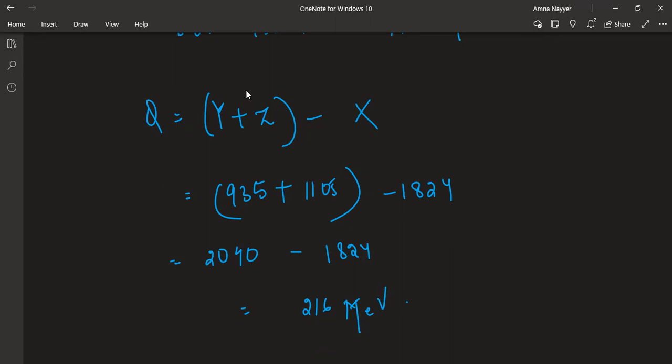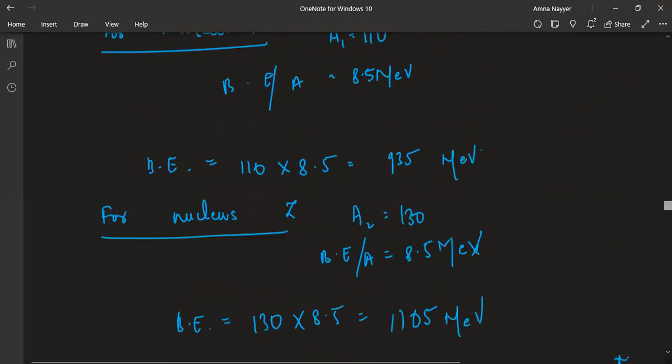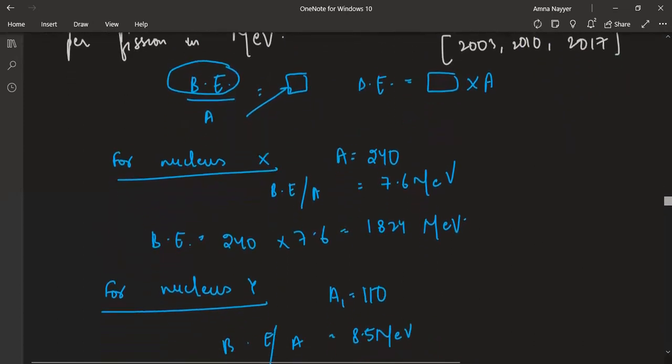Here you are finding the extra energy released. And for individual energy, this is very easy. Binding energy per nucleon is given. You are asked to calculate binding energy. Whatever value is given, multiply it. All right. So note it down. Any difficulties, any queries you have, ask me.